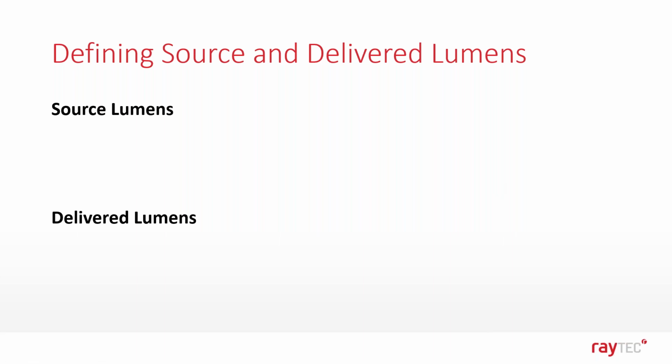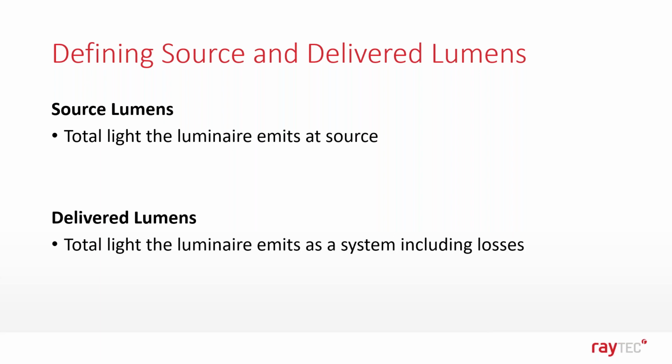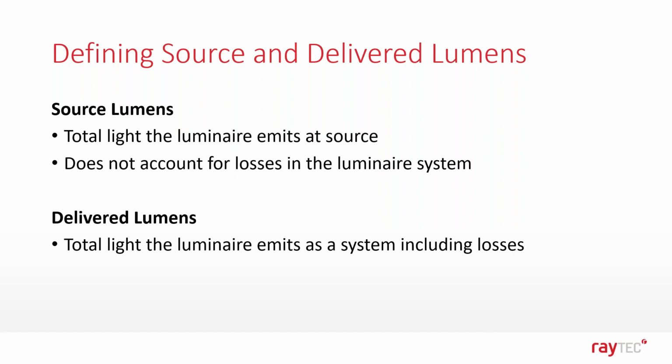So let's look at how we're defining source lumens and delivered lumens. Source lumens are the total amount of light that a luminaire emits at source level. In most applications these days, that's the amount of light that the LEDs themselves emit. Whereas delivered lumens is the total amount of light that the luminaire emits as a system. This includes any losses inherent within that system, whereas source lumens does not.